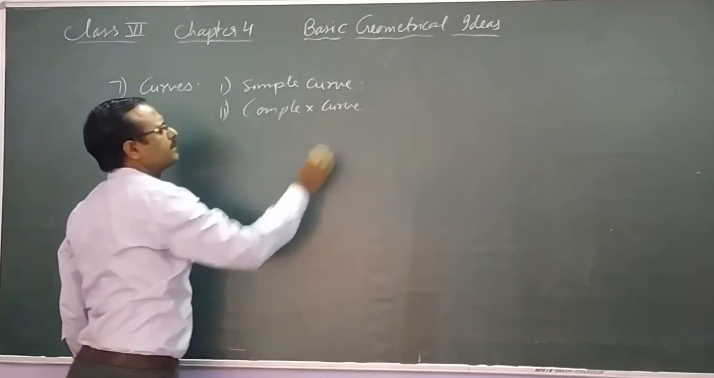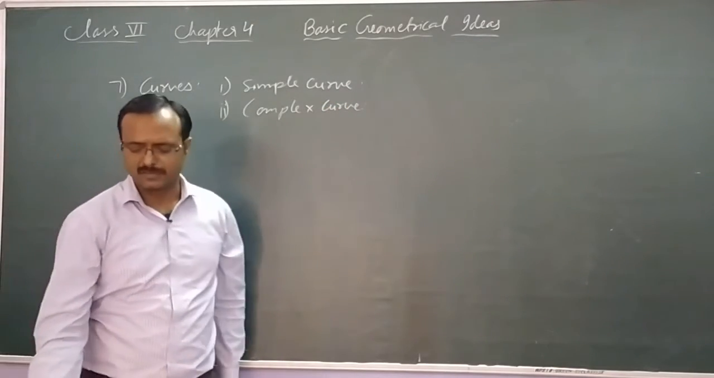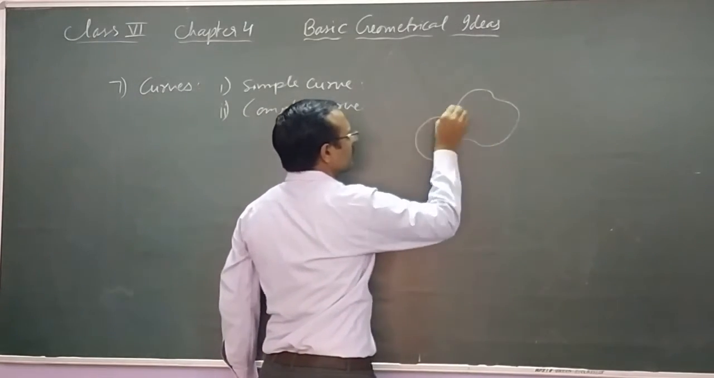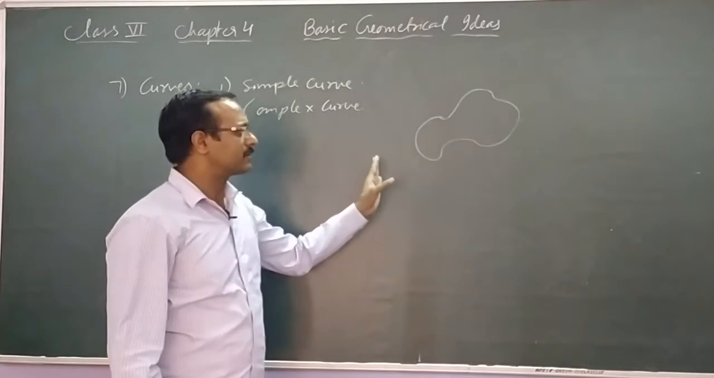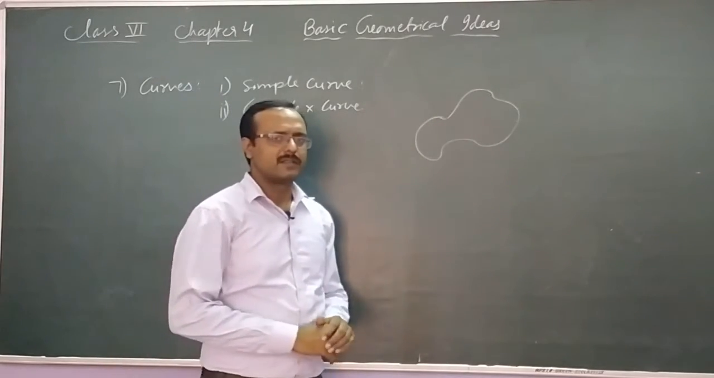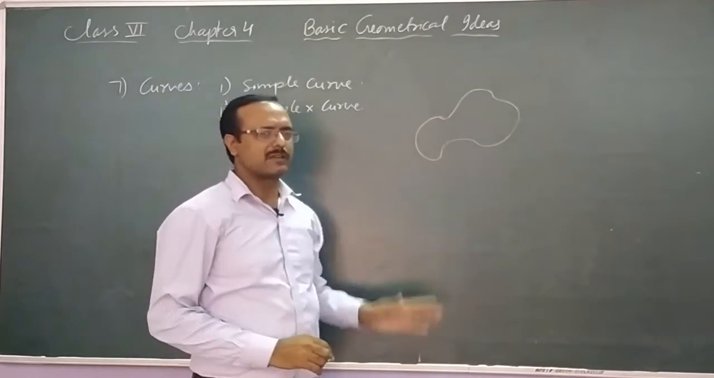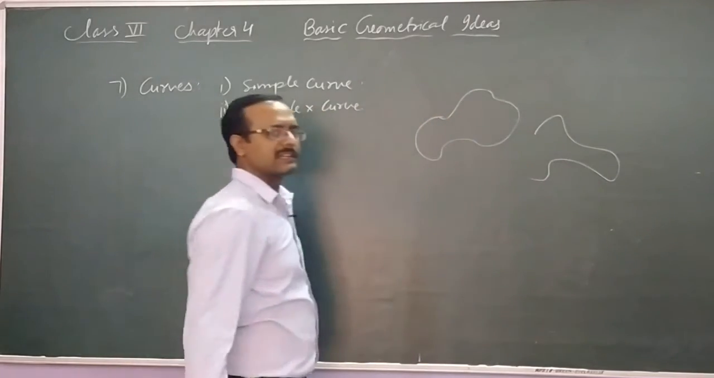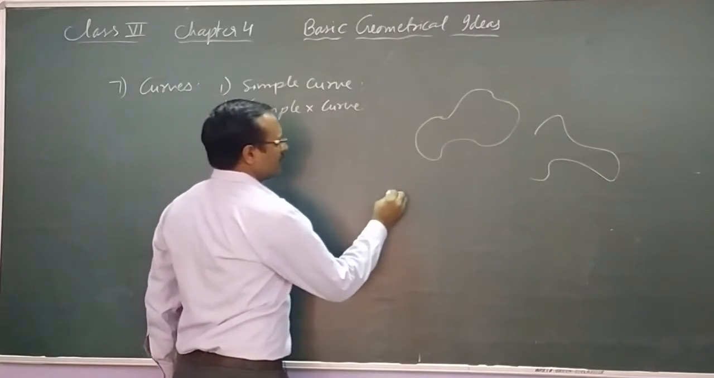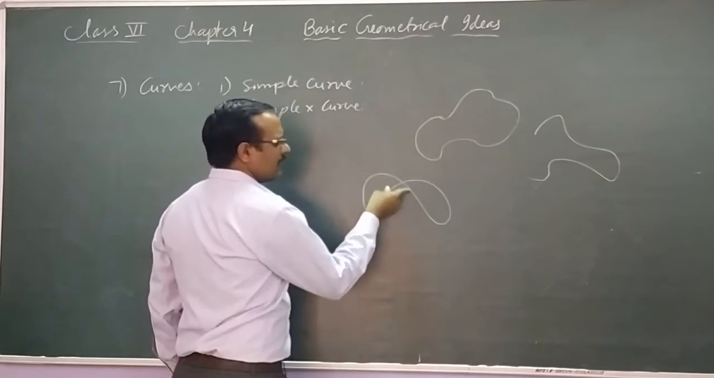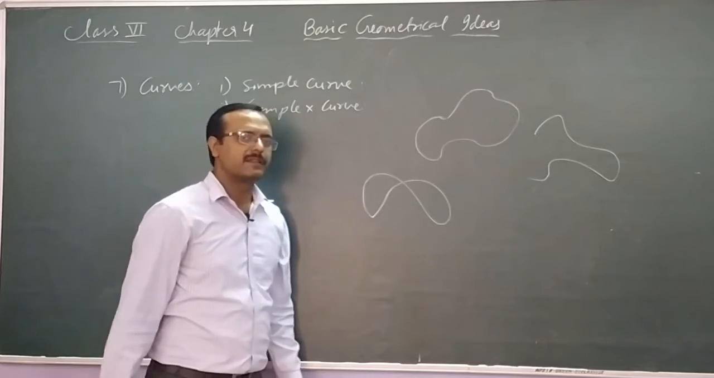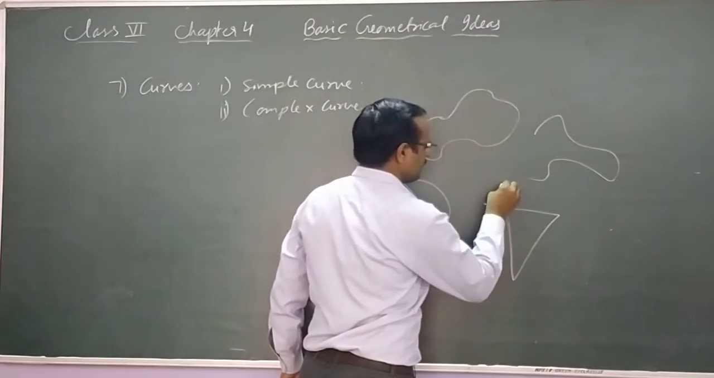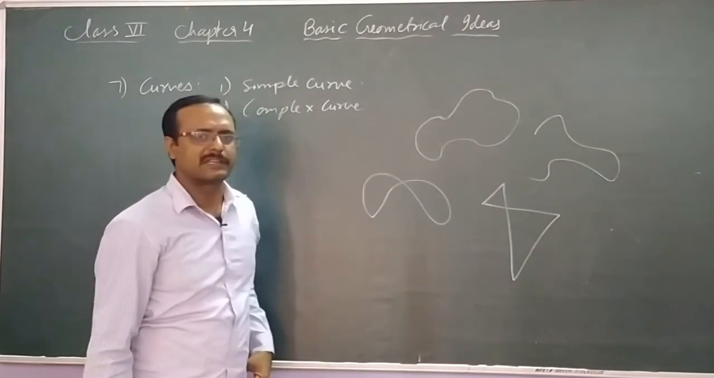So what is the difference between a simple curve and a complex curve? Suppose I have drawn a curve like this. This curve is not intersecting itself. It is a closed curve, but it is not intersecting itself. This curve is also not intersecting itself. But if I draw a curve like this, the curve is intersecting itself. So these are the two types of curves. You can also draw like this. This is also an intersecting curve.